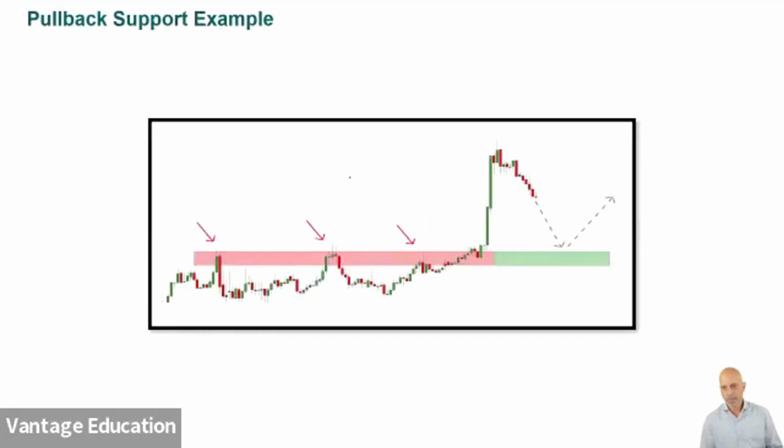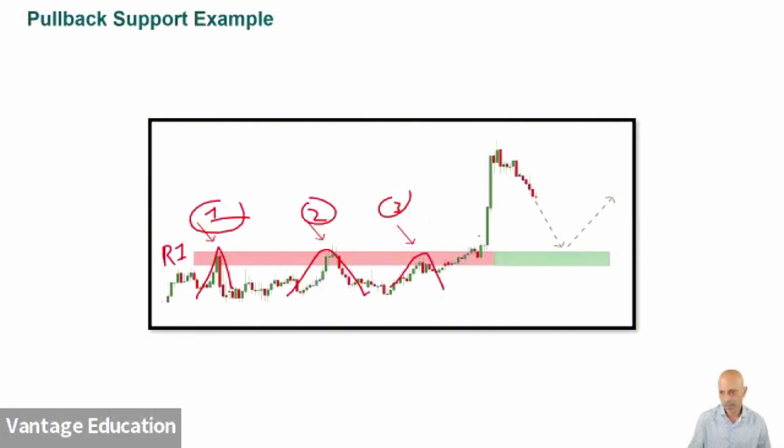Right, now here we can see an example of a pullback support. Previously, this barrier here at R, let's call it R1, served as a multi-swing high resistance, where price was rejected 3 times. At points number one, two, and three, we see resistance. However, at point number four, we see a bullish breakout.